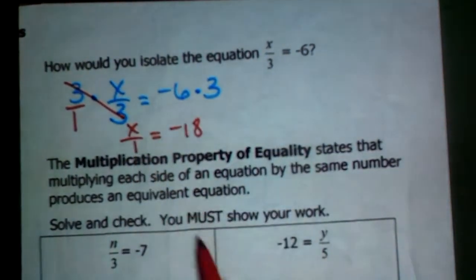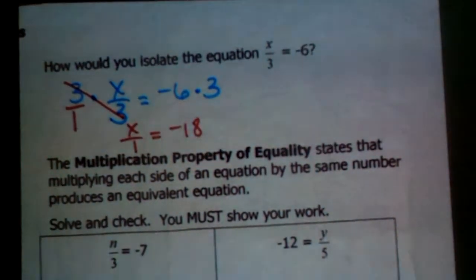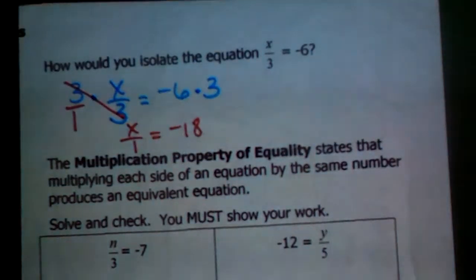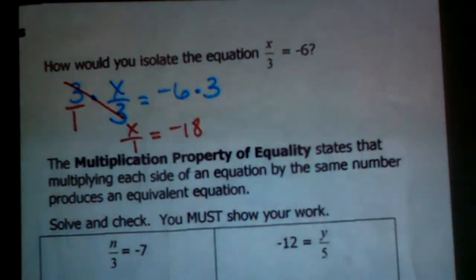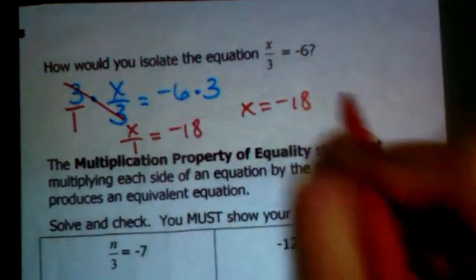What's any number divided by 1? It's itself. Like if I said, what's 100 divided by 1? You would say 100. And if I said, what's 50 divided by 1? You would say 50. And when I said, what's x divided by 1? I'm hoping you would say, oh, it's x. So yes, x equals negative 18.